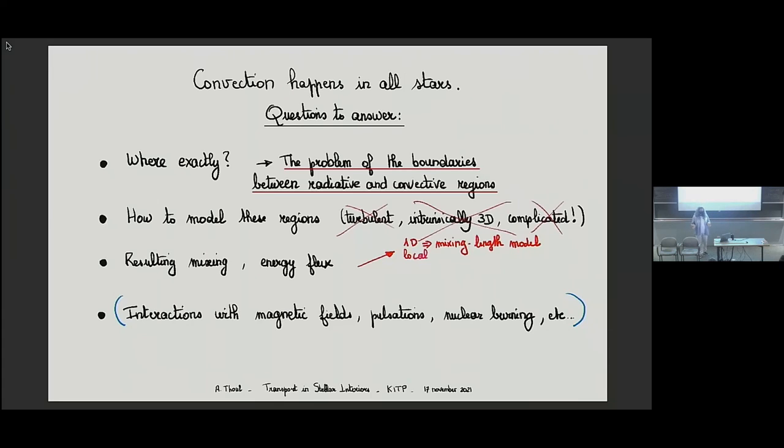It's turbulent. It's intrinsically 3D. It's complicated. Well, we get rid of all of that in 1D evolution codes by going to mixing length theory. And then you want to know the resulting mixing and energy flux. Well, you might as well take that from your mixing length model. And then you have interactions with magnetic fields, pulsations, nuclear burning, etc. That's much more complicated. I'm not going to talk about that.